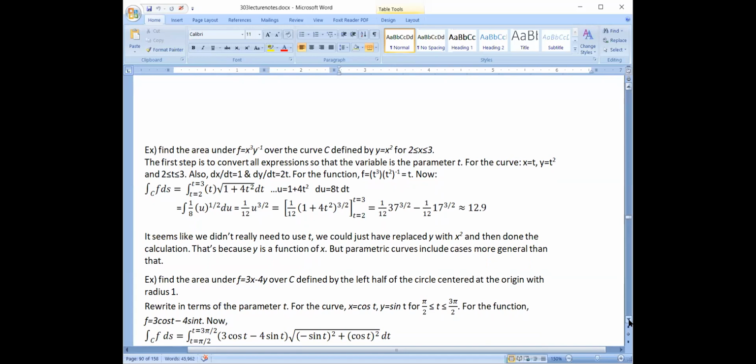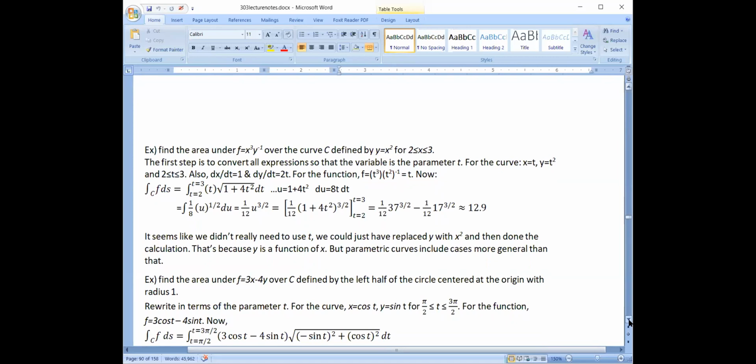We have to write in terms of t 3 things. For the curve, what are the boundaries? t goes from pi over 2 to 3 pi over 2. That's the first thing. Second thing, your function, that's 3 cos t minus 4 sine t. And then finally ds. So we just need to take the derivatives.